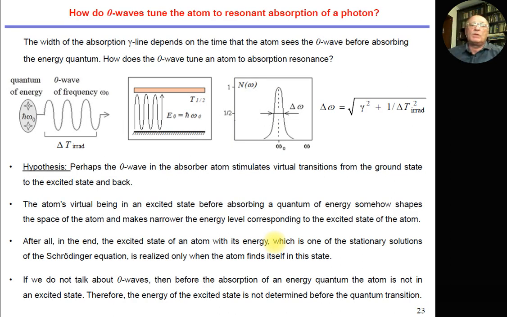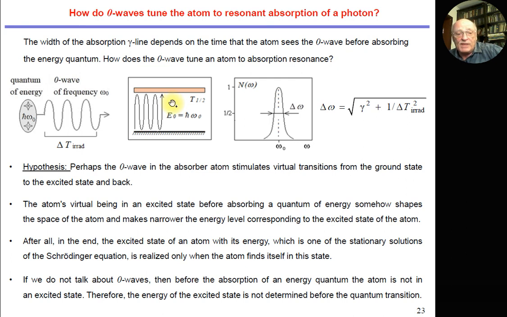The width of the absorption gamma line depends on the time that the atom sees the zero wave before absorbing the energy quantum. How does the zero wave tune an atom to absorption resonance? Perhaps the zero wave in the absorber atom stimulates virtual transitions from the ground state to the excited state and back. The atom virtually being in an excited state before absorbing a quantum of energy somehow shapes the space of the atom and makes narrow the energy level corresponding to the excited state of the atom.